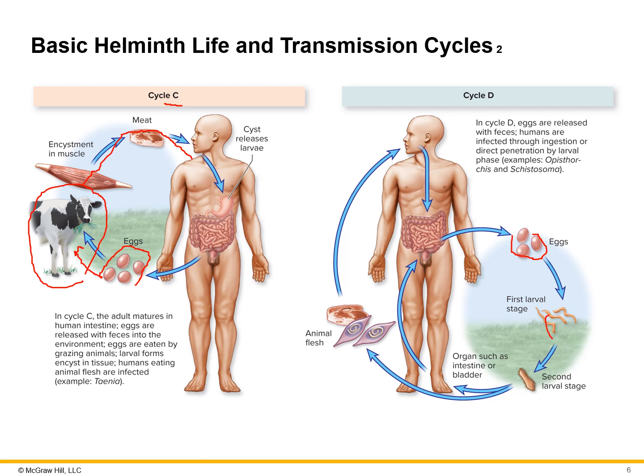And then lastly in cycle D, again the eggs are released, the larvae are going to mature outside of the host, they produce a second larva stage, and then that larva stage is what is going to be ingested either directly or indirectly in one of those two routes.